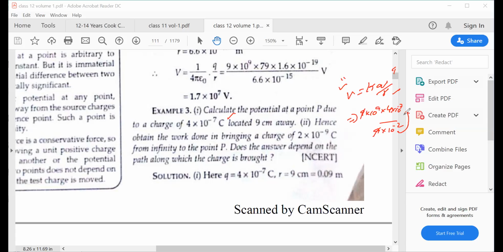So 10 square is 5. So it is 4 into 10 power 4 volt. This is your answer. Now let's look at the second case.